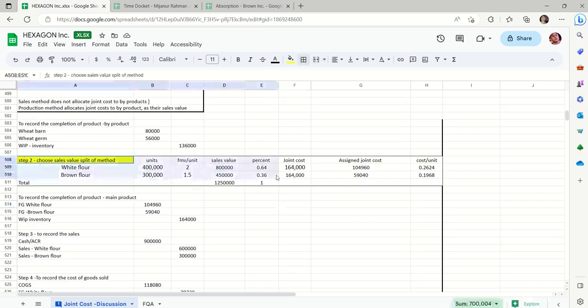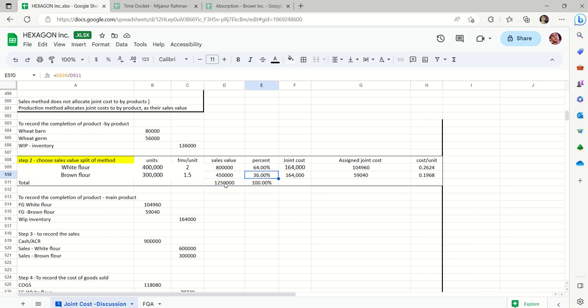So this is the table that we're working on now. We're up to here. We calculated the total sales value with respect to the main products. We simply get the percentage of each product right there. So we divide 800,000 by 1,250,000. That would give us 64%. That is how much percentage white flour is with respect to the main products, 64%.